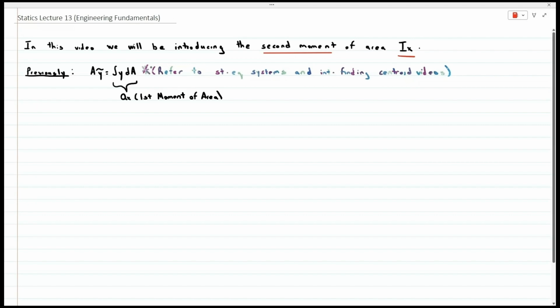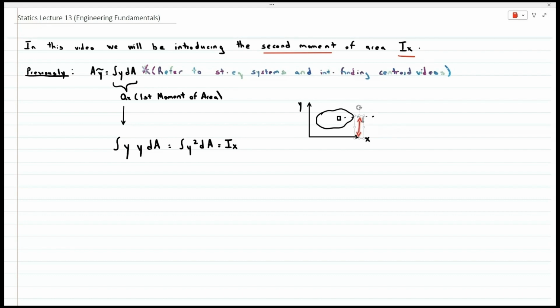If we write down what the first moment of area is, the integral of y dA, and we take an additional moment, that will produce the second moment of area, or the y squared dA term. Some of you may be wondering, why do we use y distances for the x moment of area? That's because if we were taking a moment about the x-axis, we'd be using y distances. If we were taking a moment about the y-axis, we'd be using x distances, which is why Iy is using x distances.